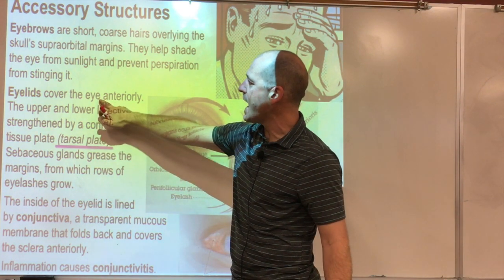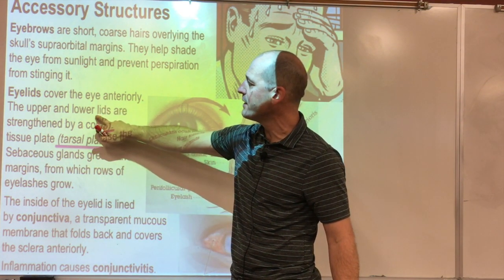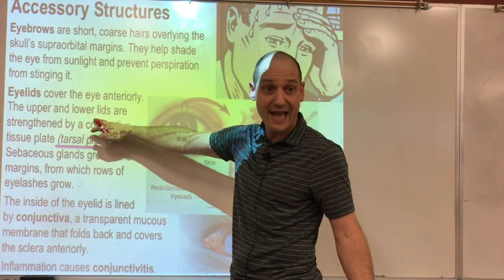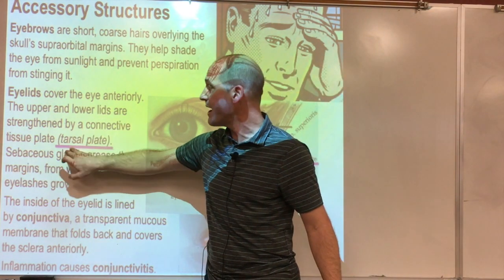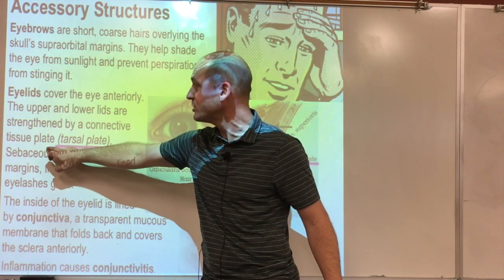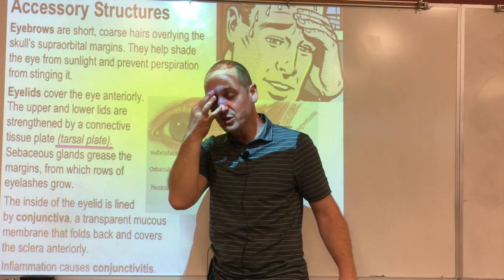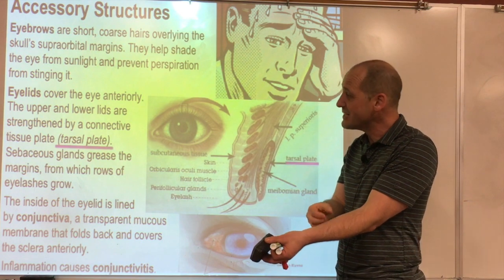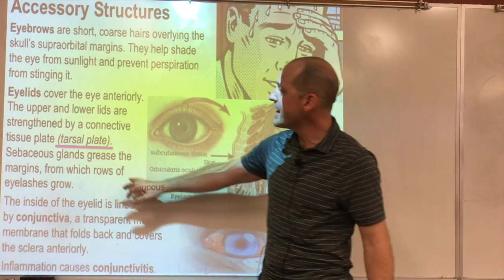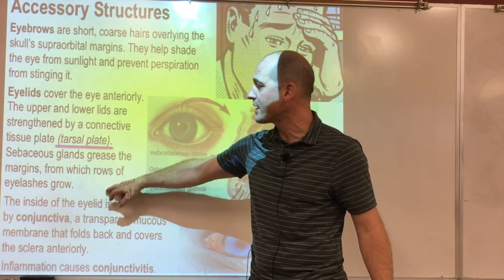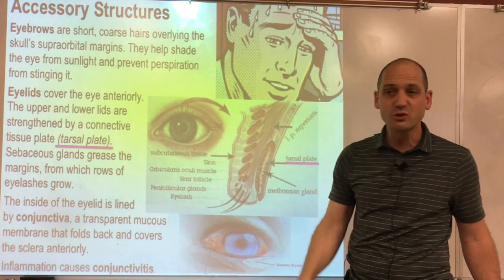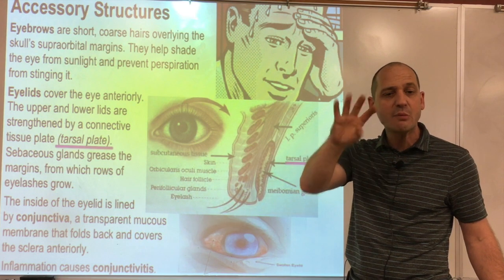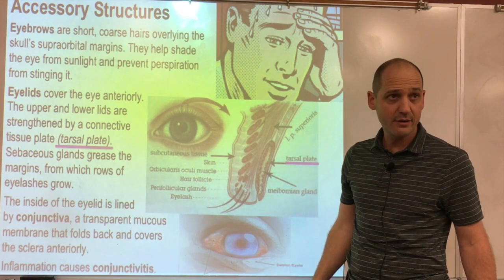Eyelids cover the eye anteriorly. We have an upper and a lower eyelid, and when we close the eyes, that's what the eyelid does. It is strengthened by a connective tissue plate called a tarsal plate, so it's not as flexible as regular skin. It has a little bit of strength to it. It also has a lot of sebaceous glands that grease the margins where the eyelashes grow. Wherever a hair grows out of the body, you have a sebaceous gland.